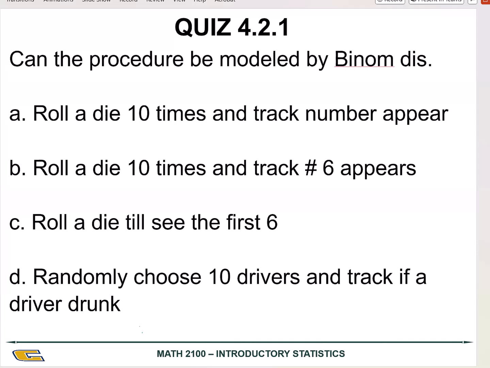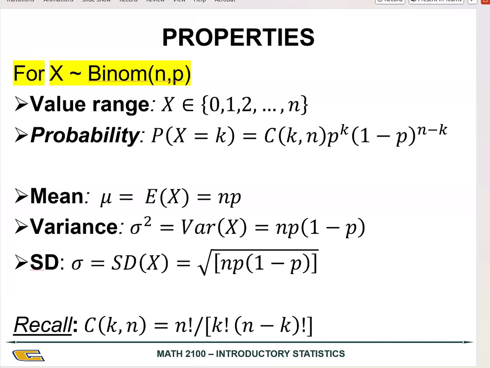So let's talk about the properties of the binomial distribution. This is a beauty when you start to learn the distribution of a discrete random variable in a systematic way. Say if X follows a binomial distribution with n and p, you know that all the values X can take will be 0, 1, 2, up to n. And the probability that we get k successes is given by this formula.